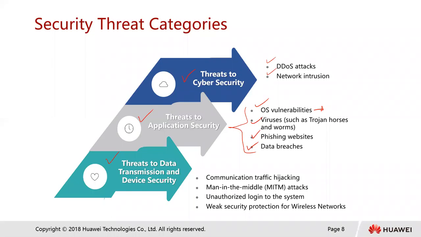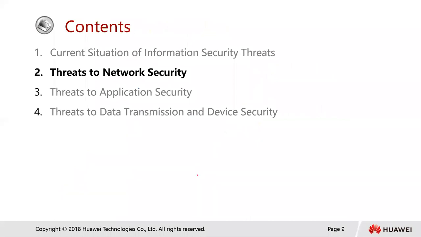Now, threats to data transmission and device security. Here we have communication traffic hijacking. We have man in the middle attacks. Yeah, these are transmission attacks. With man in the middle, you have someone who is intercepting your packets, and they'll be able to steal your information. Of course, we have unauthorized login onto the system, and weak security protection on our wireless network, because it's transmission. So any attack that can happen when you're transmitting your information from one source to another.